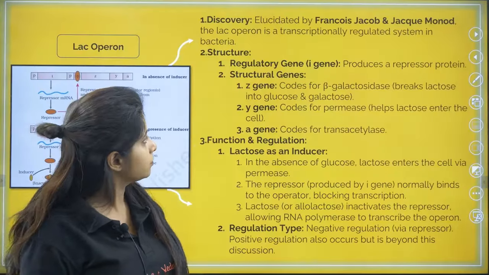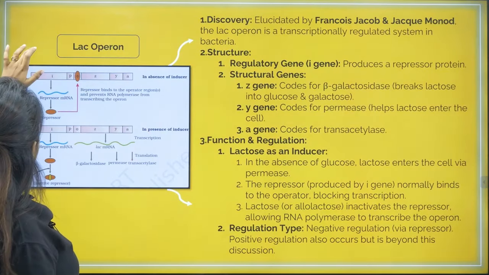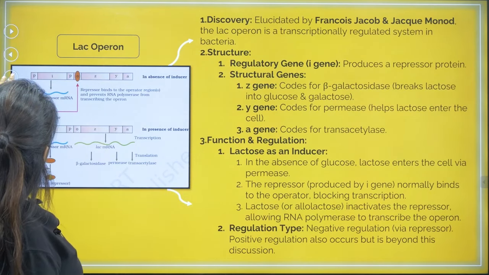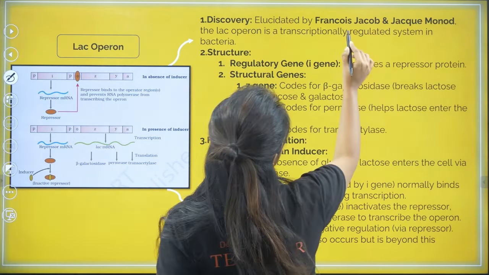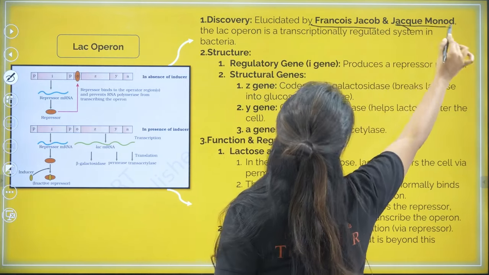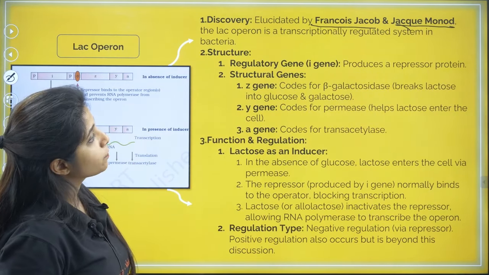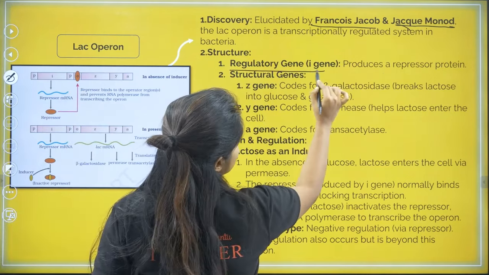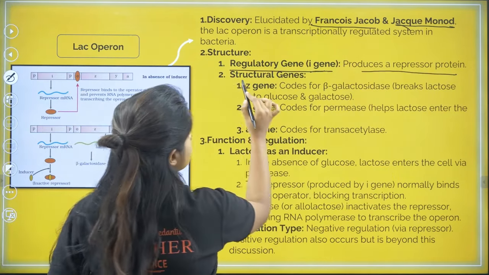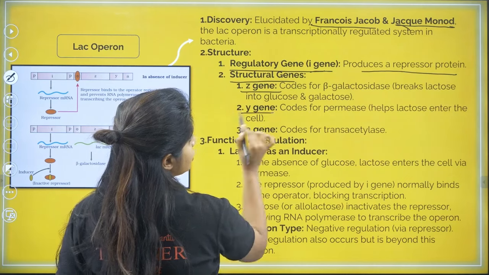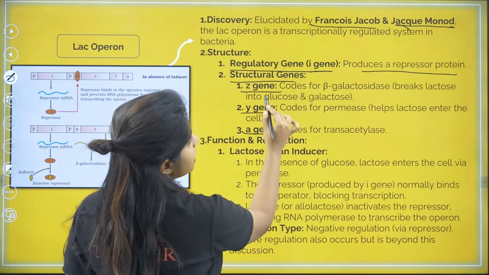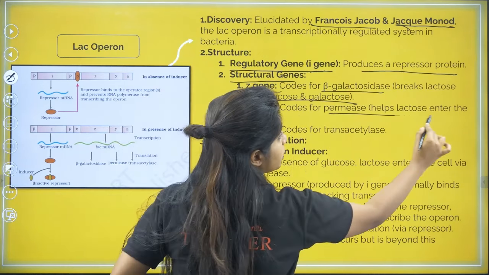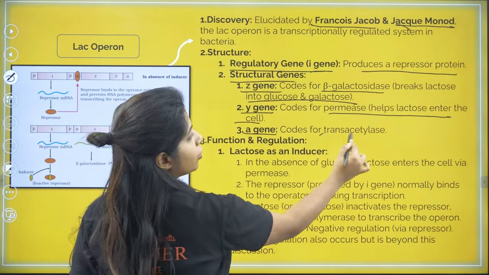Okay, so over here the whole thing is written. Lac operon was actually found by whom? Lac operon was elucidated by Francois Jacob and Jacques Monod. The lac operon is a transcriptionally regulated system in the case of bacteria. The regulatory gene is the I gene, which produces a repressor protein. Structural genes are the Z and Y genes, and also the A gene. Z gene codes for beta galactosidase, which breaks lactose into glucose and galactose. Y gene codes for permease, which helps lactose enter the cell, and the A gene codes for transacetylase.